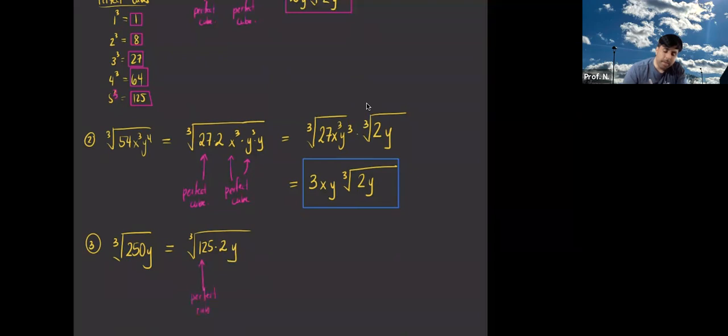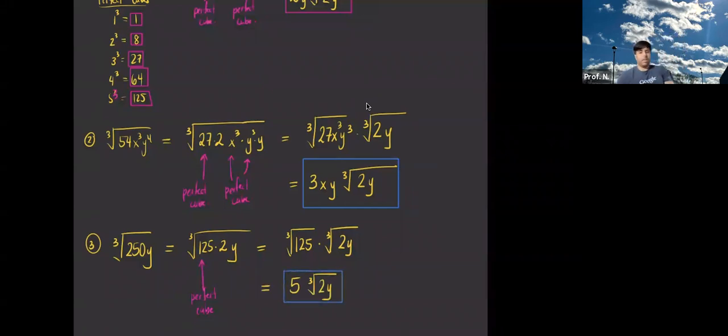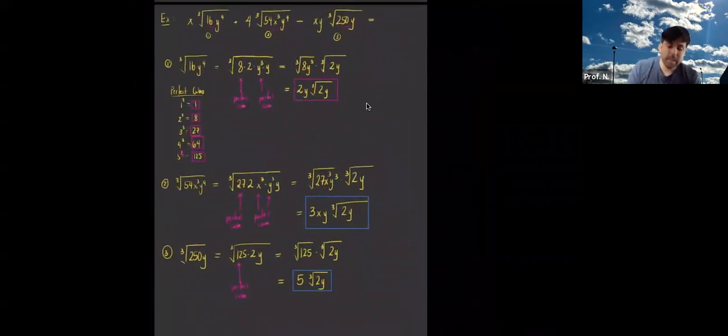And why do I care about the fact that it's a perfect cube? Well, now I can rewrite that as the cube root of 125 multiplied by the cube root of 2y. The 2y are not perfect cubes. Just leave it underneath the radical. But 125 is a perfect cube. And because it's a perfect cube, the cube root of 125 is 5. The cube root of 2y. So all I've done thus far is break down each radical individually.